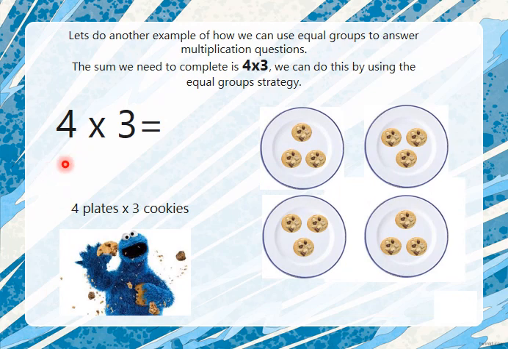We've got 4 times 3. As you can see, we've got 4 plates with 3 cookies on each. We need to count up how many cookies are on each plate to get our answer. Let's have a look. 1, 2, 3, 4, 5, 6, 7, 8, 9, 10, 11, 12. 4 times 3 equals 12. Now it's your turn to do some other questions on your own.